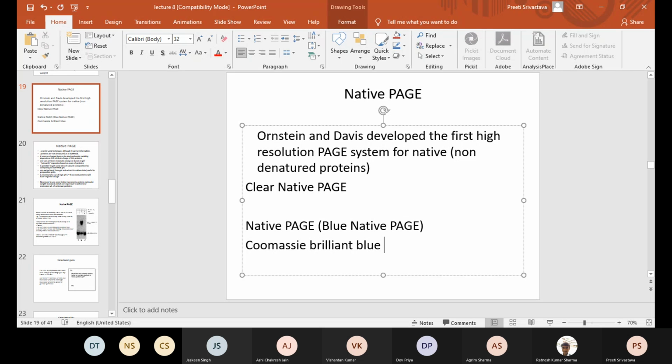Followed? Yes, ma'am. So native PAGE is used for determining the conformation of the protein, the oligomeric state of the protein, right? Yes, ma'am.